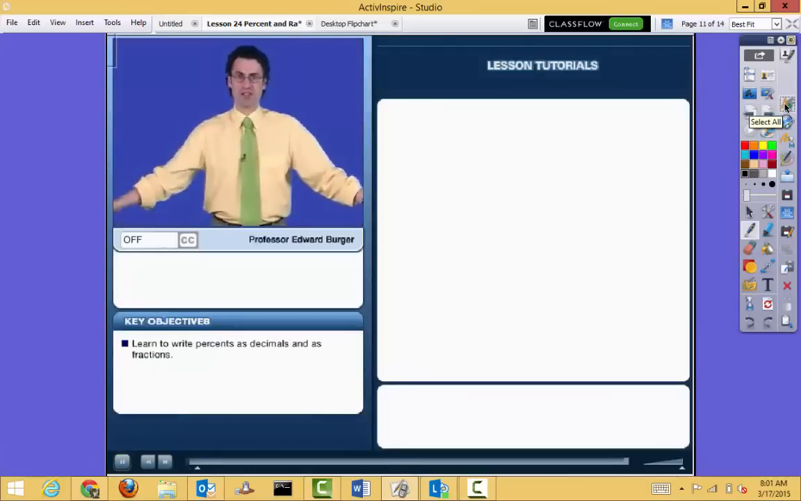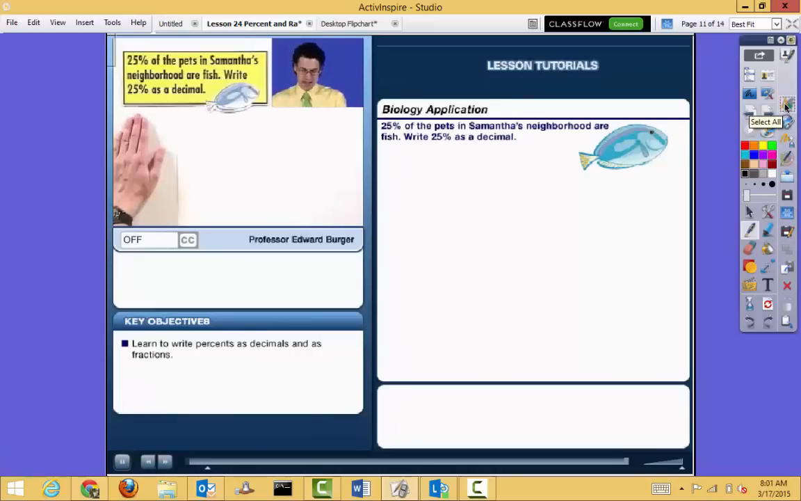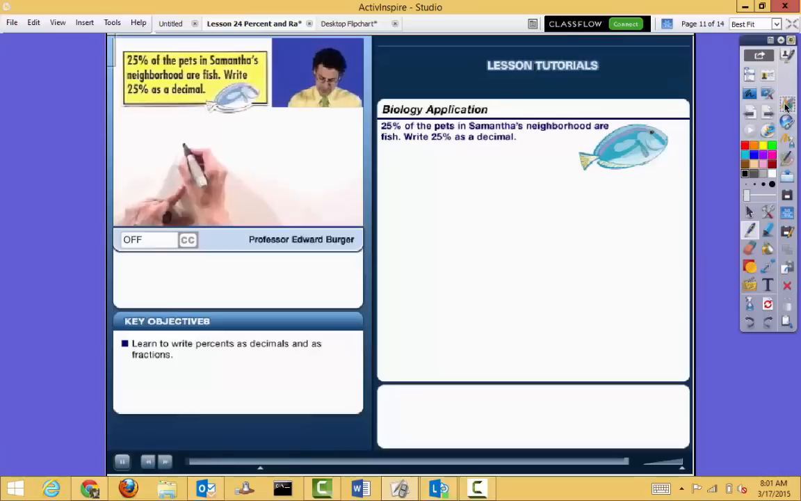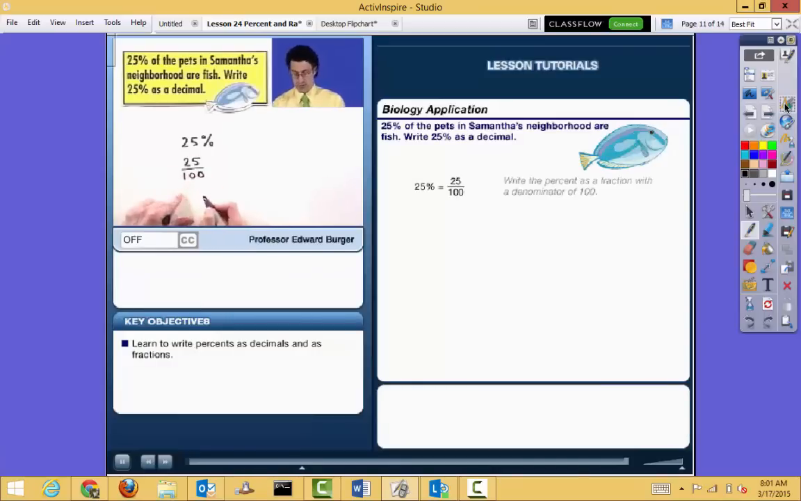Here's a fun example I want us to take a look at. 25% of the pets in Samantha's neighborhood turn out to be fish. I want us to write 25% as a decimal. So let's think about this. Fish, so we should use a watercolor. So we have 25%. That means we can write as a fraction 25 over 100. Well, what does that mean? Well, that fraction actually tells us that we actually have a division question. We actually have 25 divided by 100.